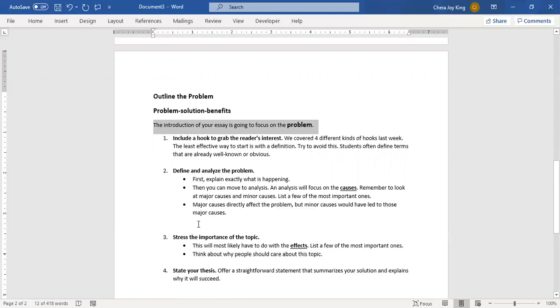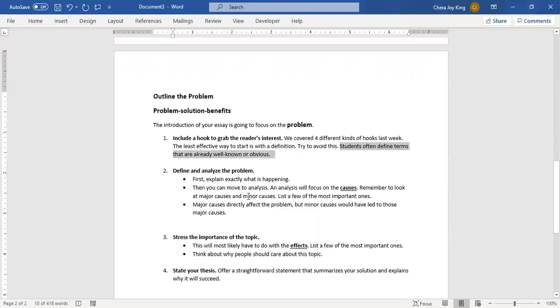The first thing you're going to do, of course, is to include a hook to grab the reader's interest. And we covered 4 different kinds of hooks last week. Please don't start with a definition. Just starting with a definition is not a bad thing, but what happens is that students often define terms that everyone already knows.